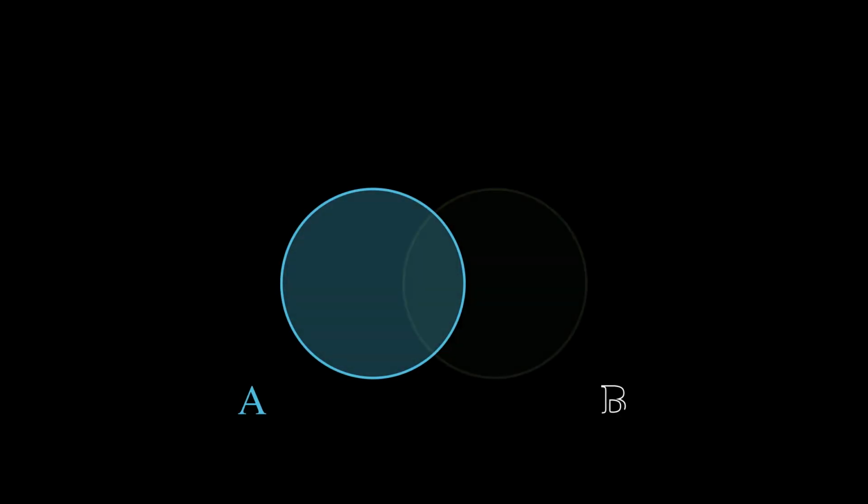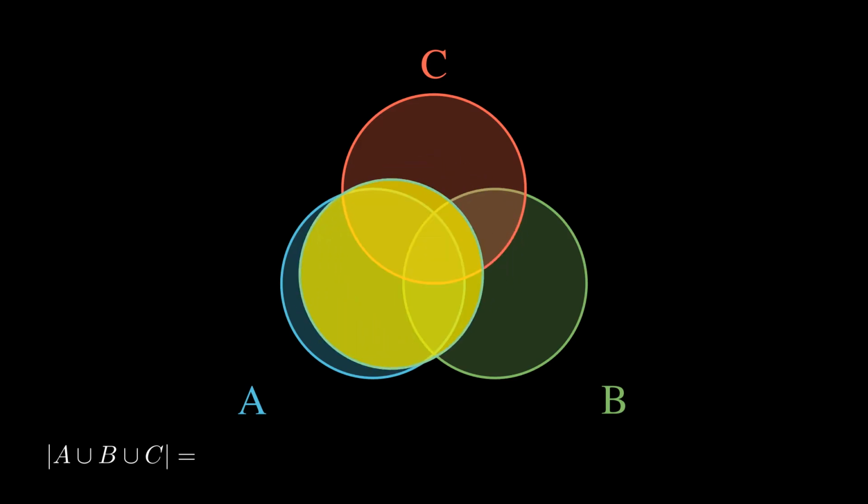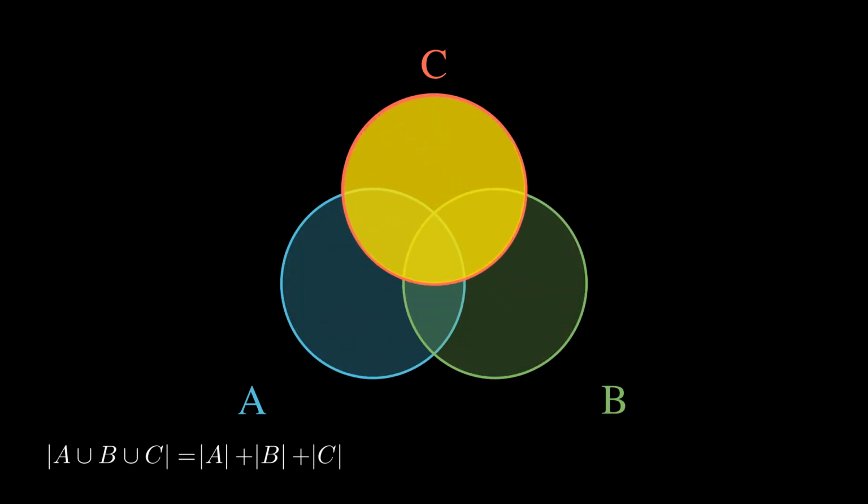Let's look at the Sieve principle for the 3-set example. First, we have 3 sets, A, B, and C. Let's start adding the elements. First, add the elements of set A, then the elements of set B and set C. Let's move on to the sections of the set.